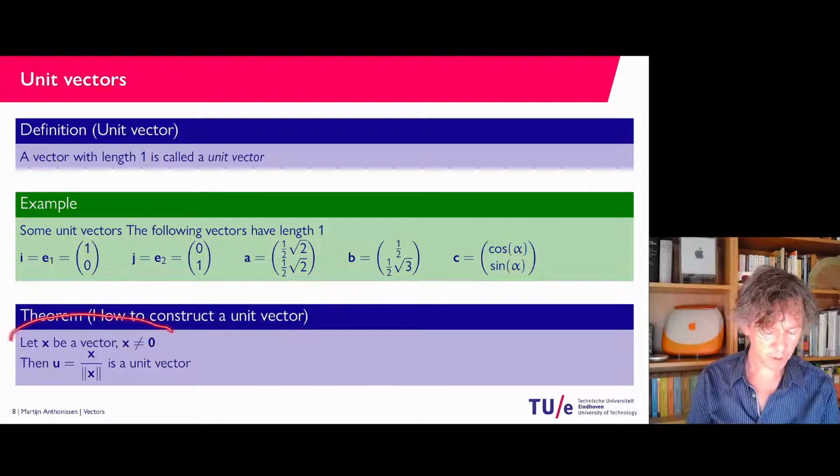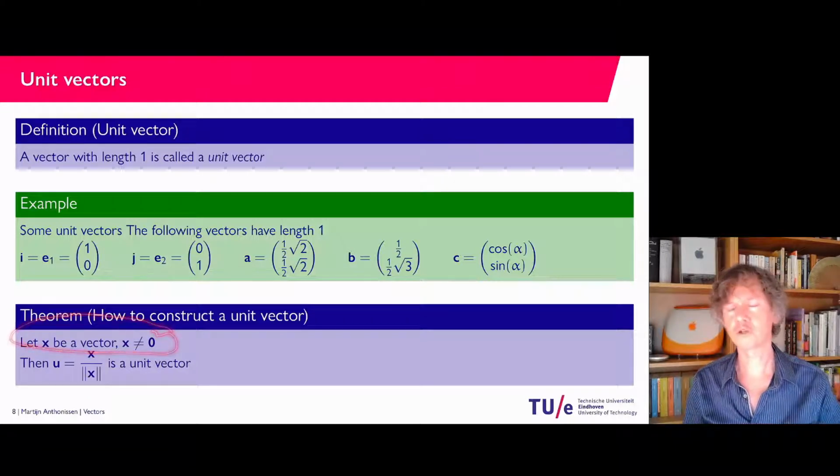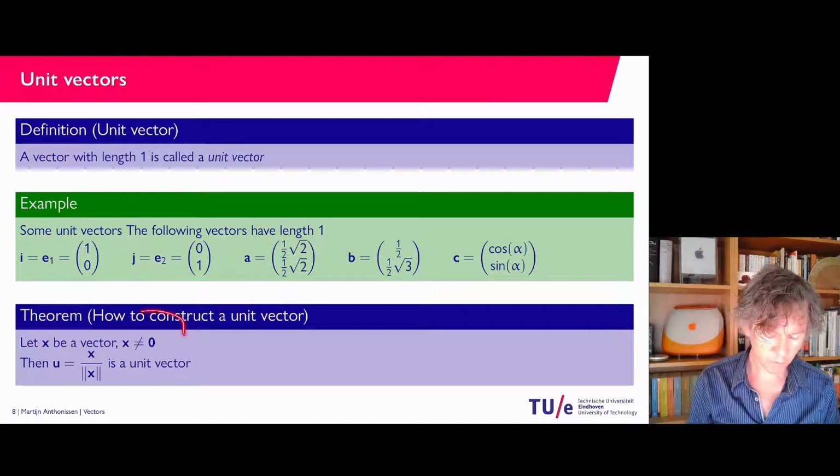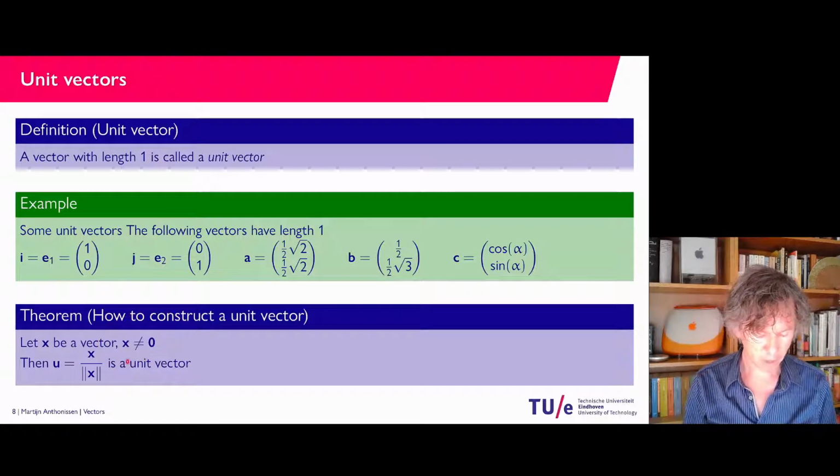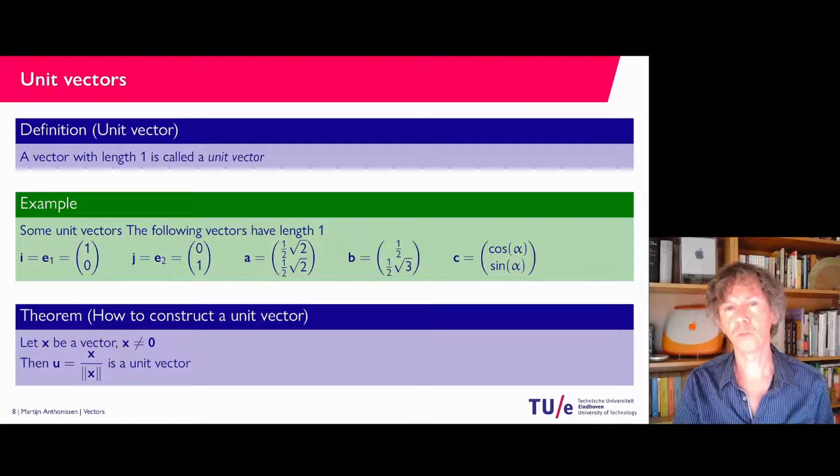So you pick a non-zero vector x. If you start with the 0 vector, this is not going to work, right? You can never multiply the 0 vector with a number to make it have length 1. So we start with a direction, and then if we construct this new vector, it has length 1. And why that is true, we have just seen in an example.